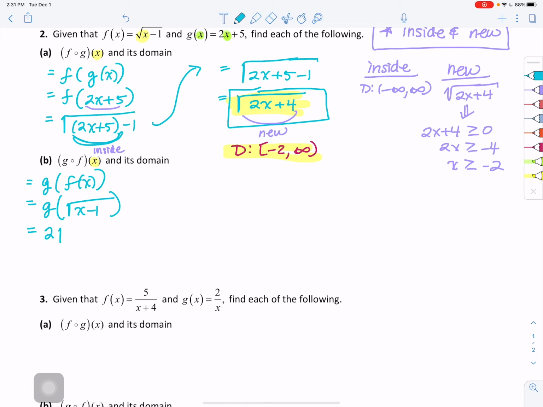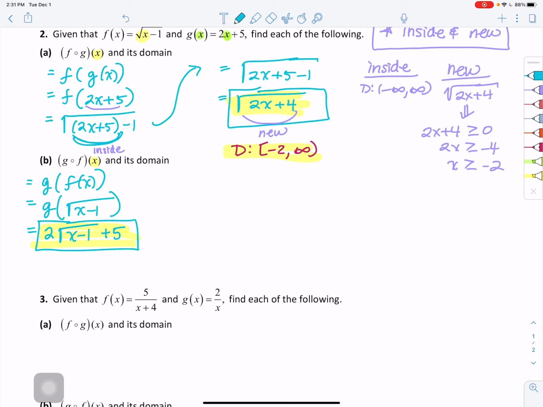So we have 2 multiplied by the square root of x minus 1, plus 5. So g composed with f is 2 times the square root of x minus 1, plus 5. Yes, that's it. So let me highlight that yellow, because that is our new function. That is our composed function.